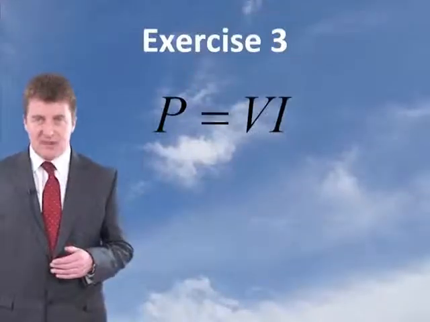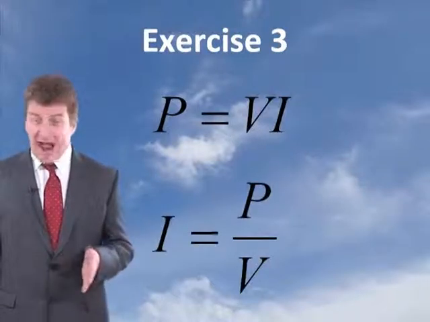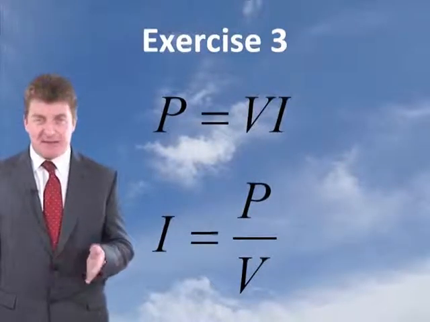Now I want to determine the resistance of each item. Well, in order to do this, firstly we need to determine the current running through each appliance using this formula. Now P equals VI is the formula. If you transpose this, you get I equals P divided by V.